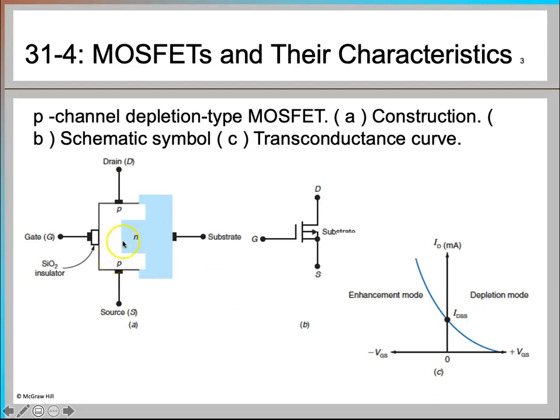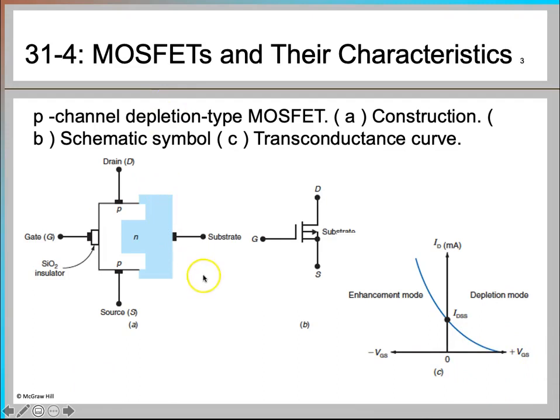And as you apply the positive gate voltage, then your ID, the drain current, starts to decrease. So it's totally opposite to what you saw previously. And we have a reason for that, because the construction is different here. The channel is P and the substrate is N. And that's why you see an opposite transconductance curve. Enhancement mode is achieved when the VGS is negative, and depletion mode is achieved when the voltage is positive.